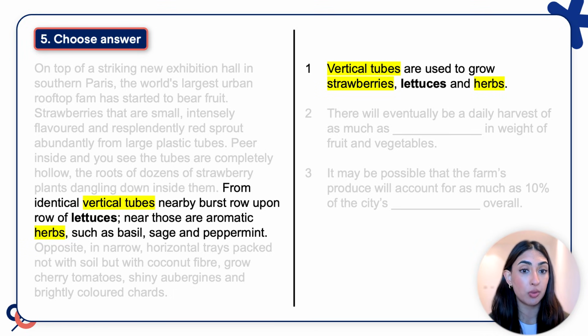We know they are grown from vertical tubes because of the phrase, "From identical vertical tubes nearby burst row upon row of lettuces," which paraphrases the original sentence. Possible distractors could have been basil, sage, or peppermint. We know these are incorrect because they're specific herbs as shown by the phrase "such as." Great job! You're ready for the next question.